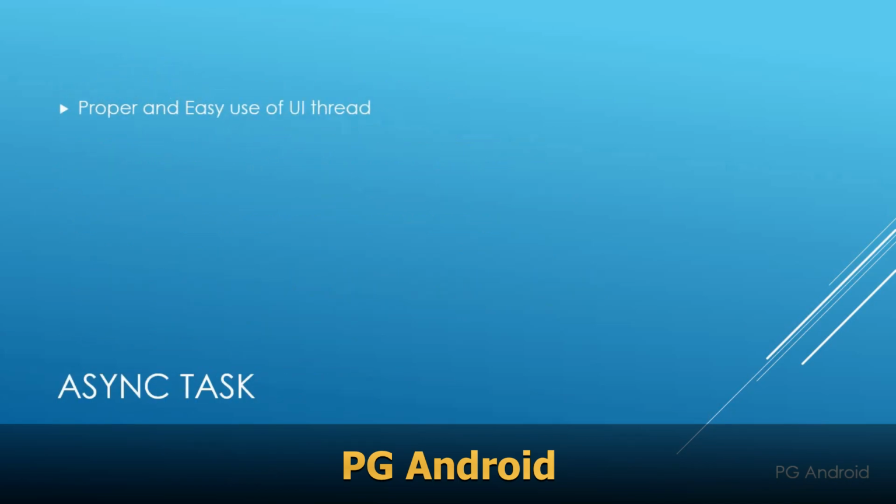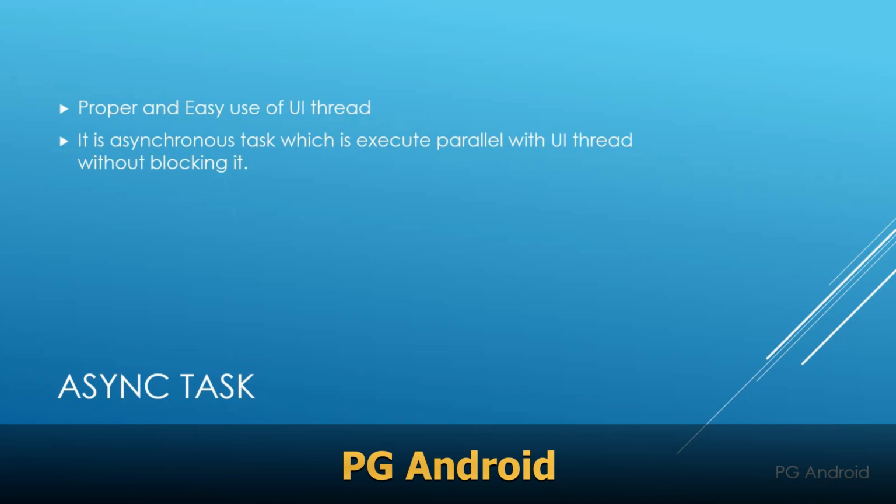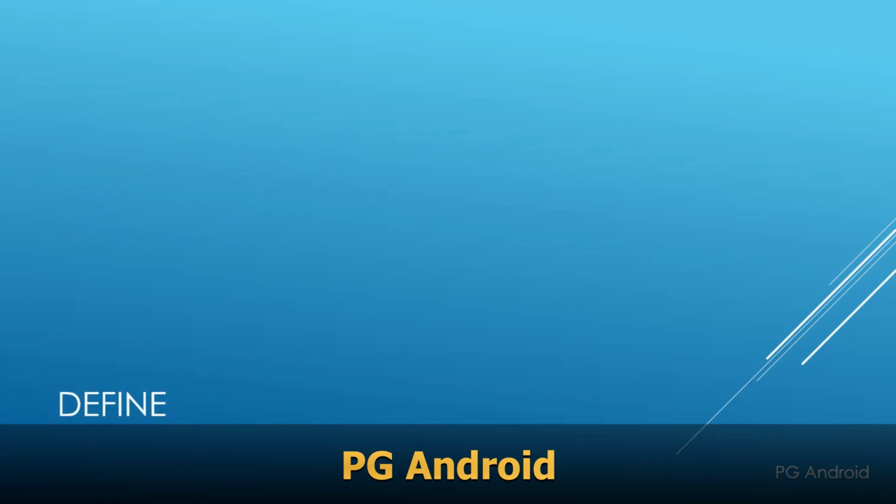AsyncTask is a proper and easy use of the UI thread. This class allows you to perform a task in the background and publish the result in the main UI thread. It is an asynchronous task which is executed in parallel with the UI thread without blocking it. How to define? The AsyncTask class is defined by three generic types.